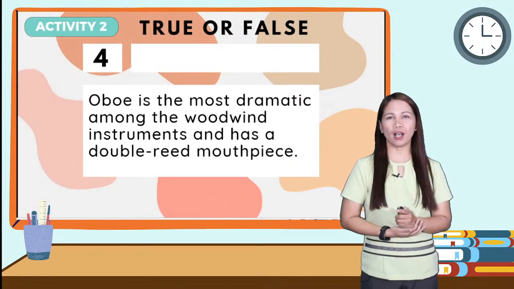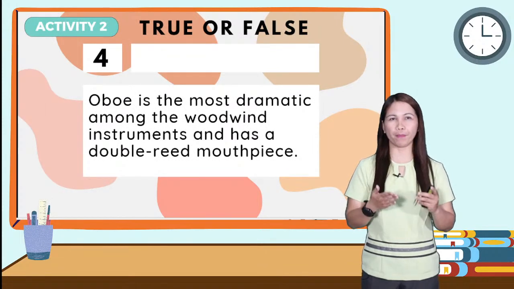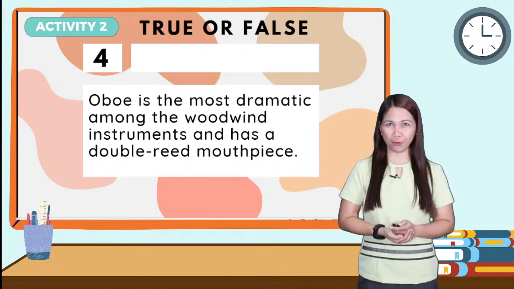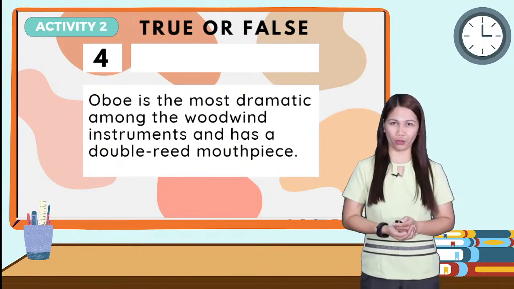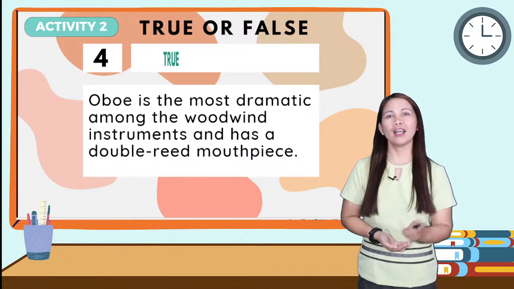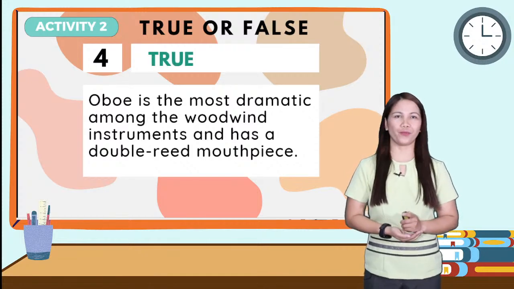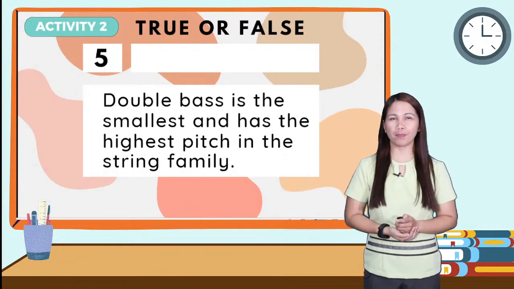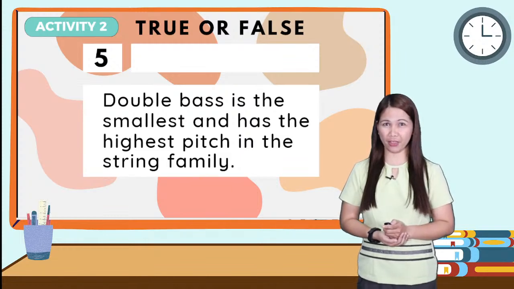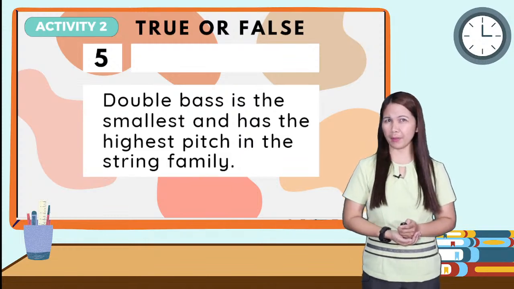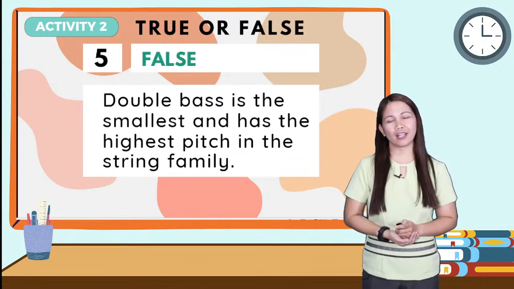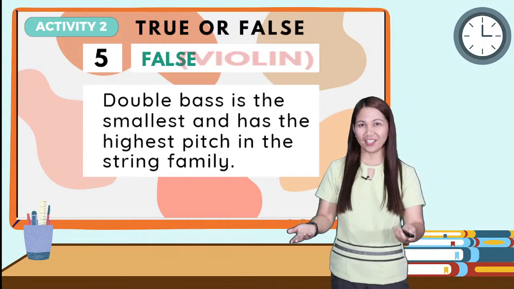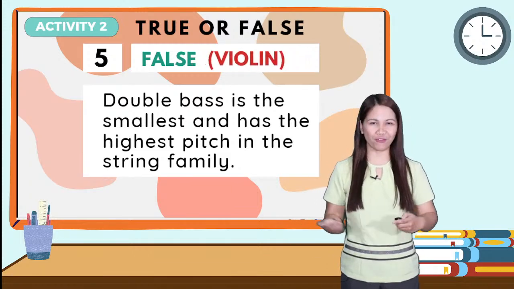The fourth one, oboe is the most dramatic among the woodwind instruments and has a double reed mouthpiece. Is it true or false? That's right, true. And for the fifth one, double bass is the smallest and has the highest pitch in the string family. Do you think it's double bass? That is false. So what is the correct answer, class? You got it right. That is a violin.